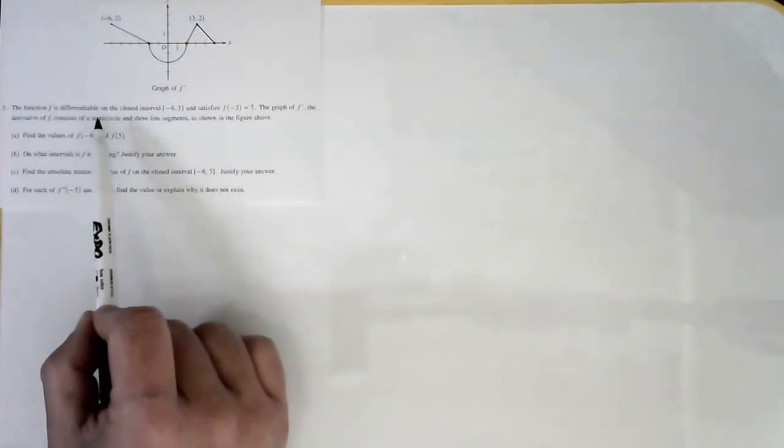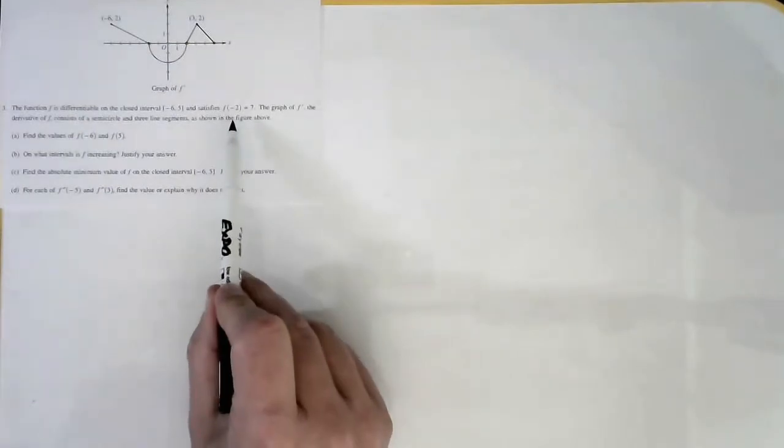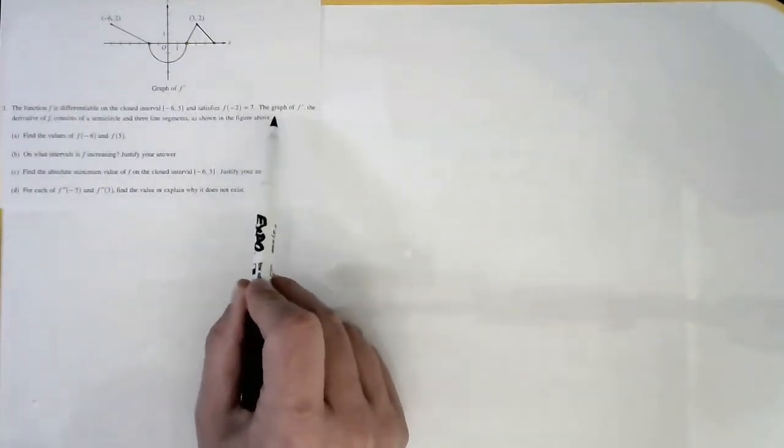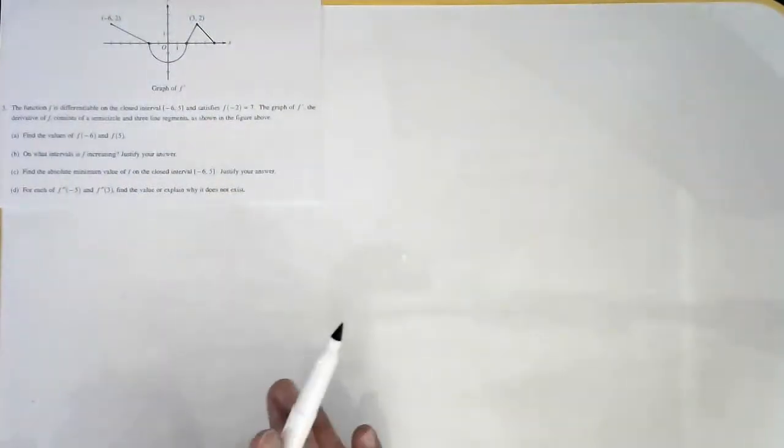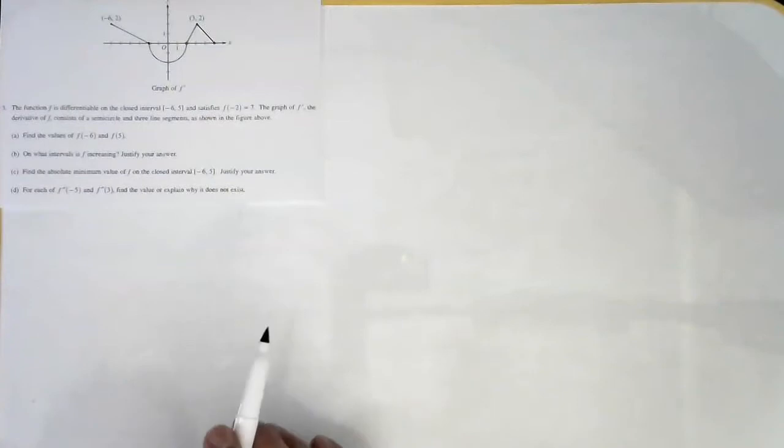This question is styled what I call a derivative graph, because that's what you're given, the graph of the derivative, and then you use all your calc skills to answer the questions that you're presented here. So let's go ahead and jump in. The question says the function f is differentiable on the closed interval from -6 to 5 inclusive, and satisfies the condition that f of -2 is equal to 7. The graph above is f prime, or the derivative of f, and it consists of a semicircle, clearly seen here, and 3 line segments. That's what you're given, and now let's see what they want to know.